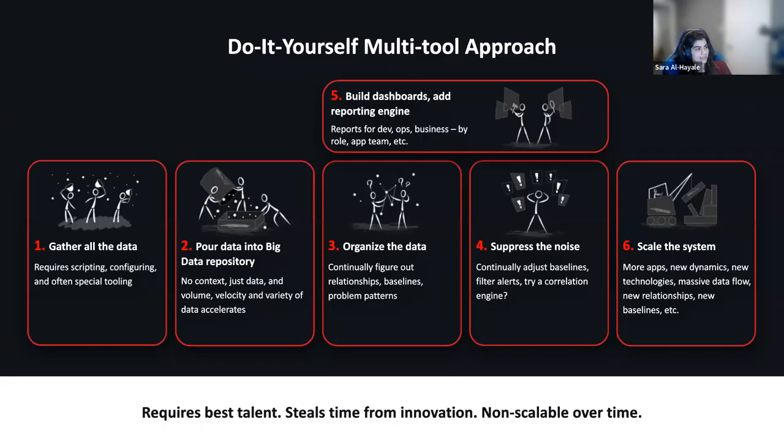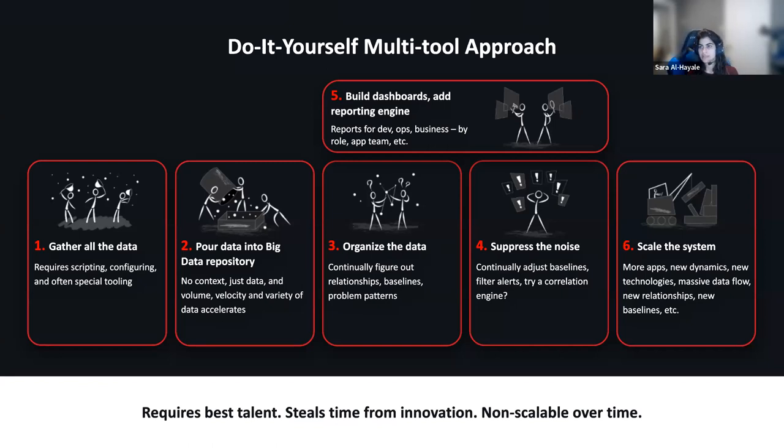The reason behind that is because the do-it-yourself or the multi-tool approach requires these six steps, which is A, we got to gather all the data. So we have to identify what we need to monitor. We have to script it. We have to add hooks in. We have to figure out how we are actually going to get this data into whatever big data repository we're going to put it in. Once you've done that, you then have to actually understand what this data is. So you have to organize it. What are the relationships? You have to manually build out a topology or a CMDB.